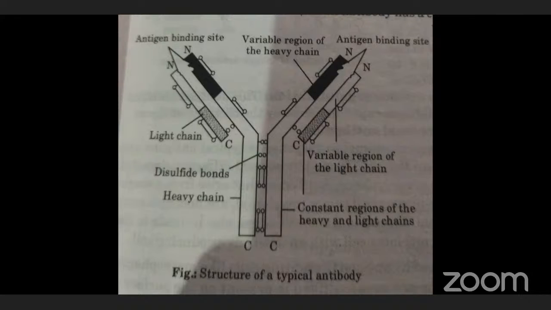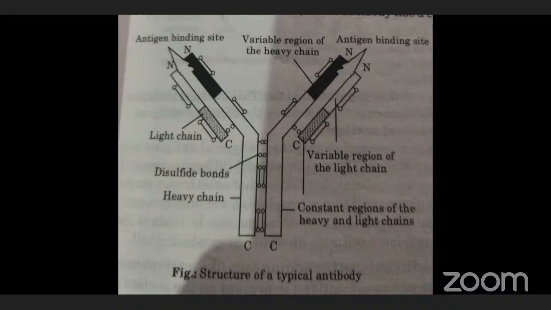This is called a stalk. This is called a limb. It has two stalks and two limbs. Each tip of the limbs is called the antigen binding site. This one is called the antigen binding site. The tip of the limbs is called the antigen binding site, also called a paratope.